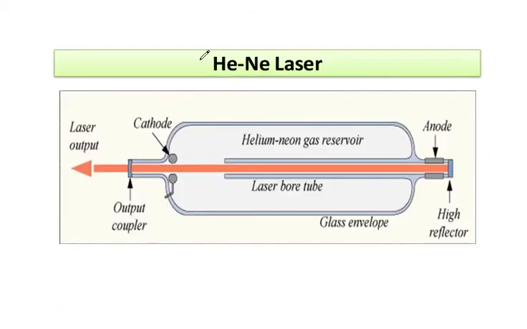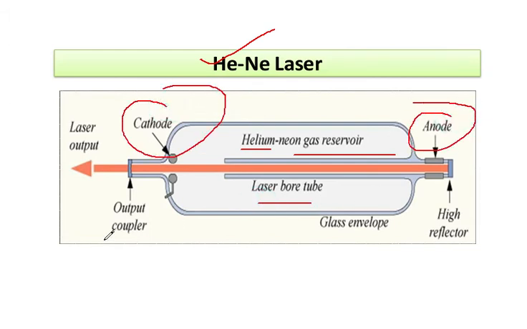So this is the helium neon laser. You can see this is a cylinder. Helium and neon gas are used as the reservoir. The laser bore tube is there. This is the anode, this is the cathode, this is the output coupler, and a high reflector. The gas envelope is there. This is the laser output, so you are getting the laser output here.